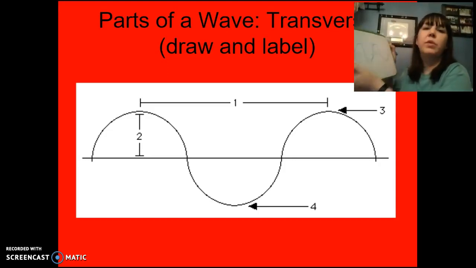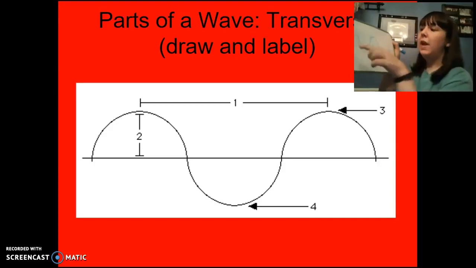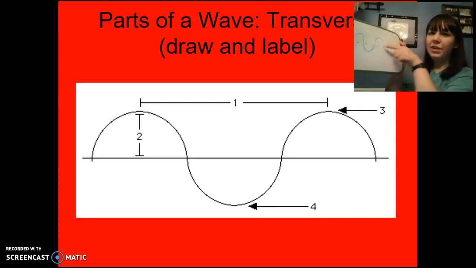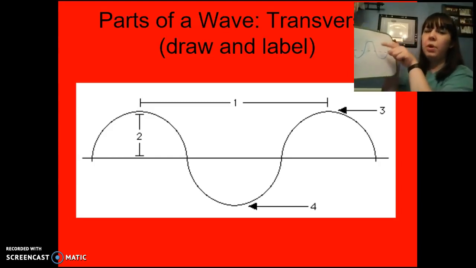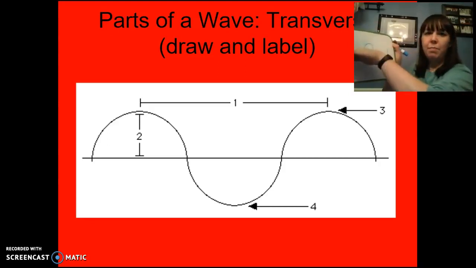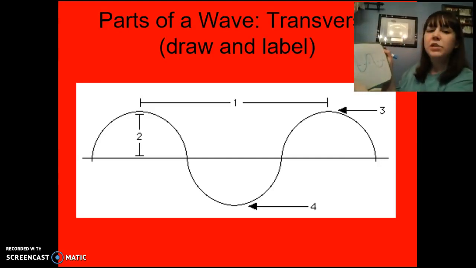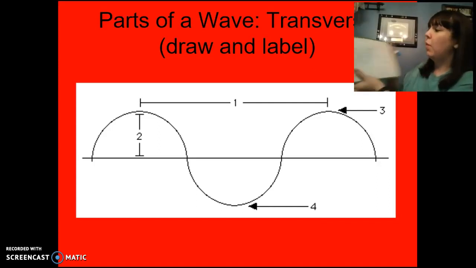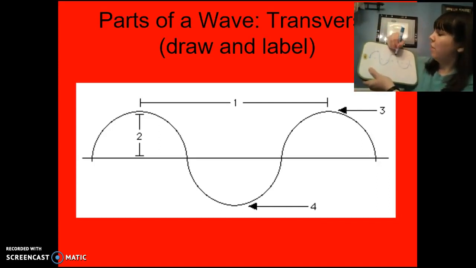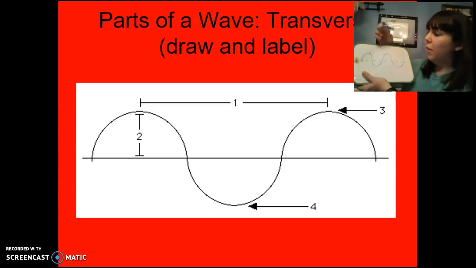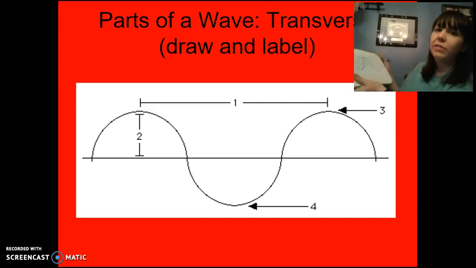So think about, like we talked about, the jump rope or a rope that you come and flick. If we're not flicking the rope, then it's just here, still, in the middle, no energy. But when we put energy into the rope, then it deviates from that middle, that line of equilibrium, and gets higher or gets lower. So a couple of ones here you see, number one is connecting this top part to that top part. We could also connect two bottom points. It's the same. This length between two similar points is called the wavelength.